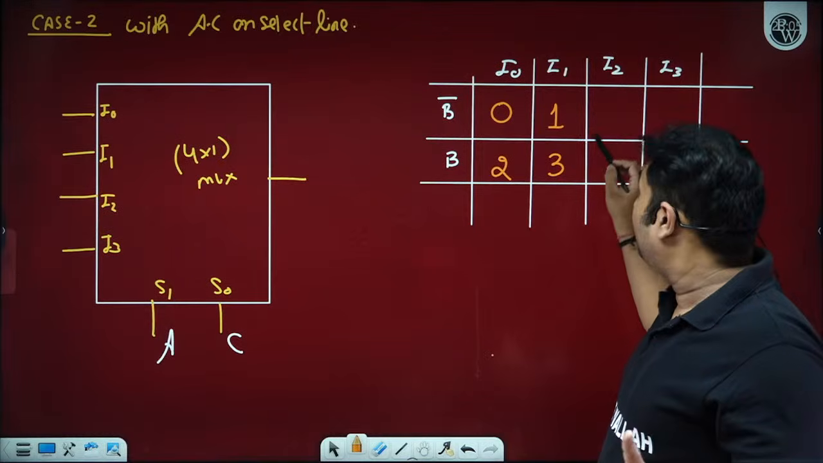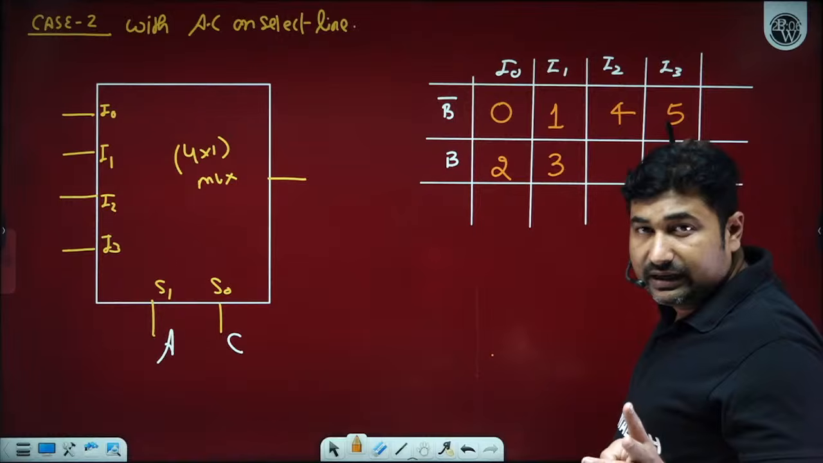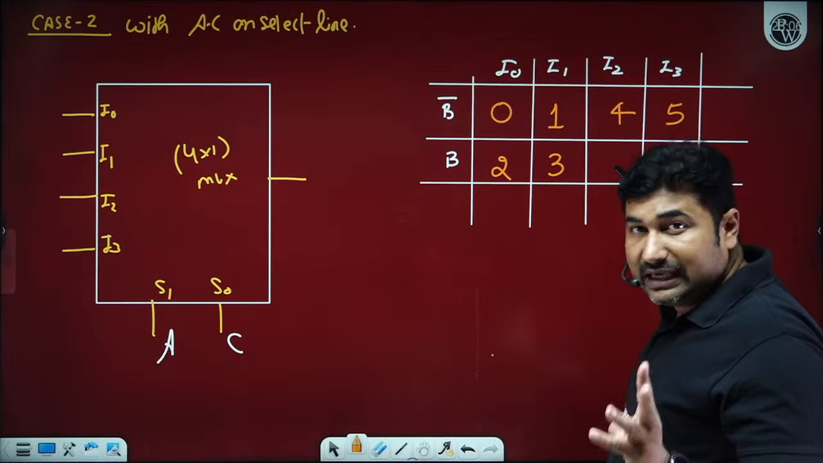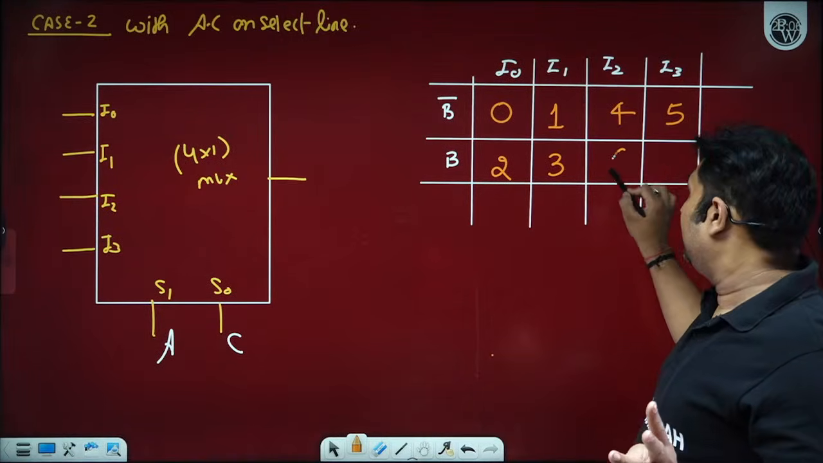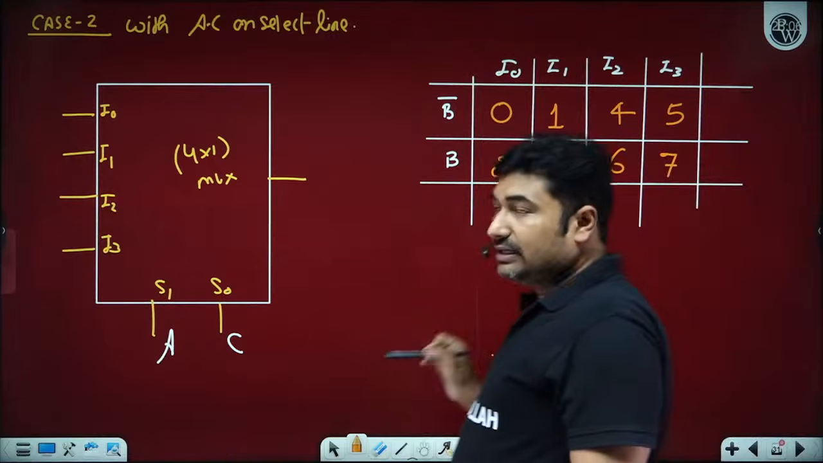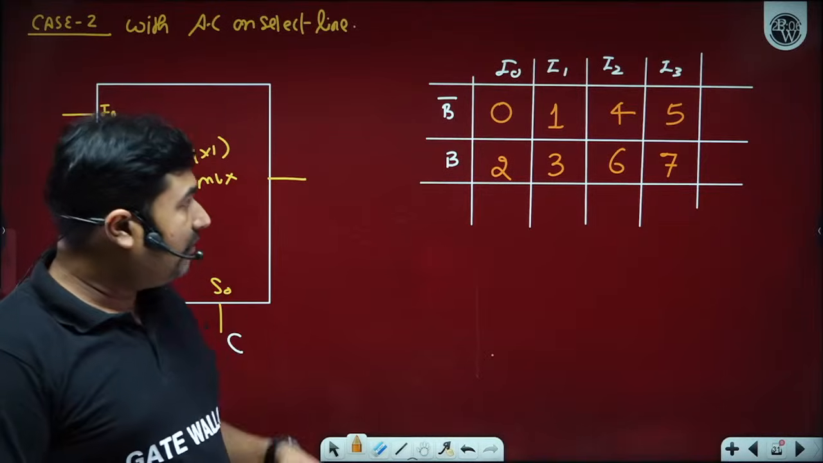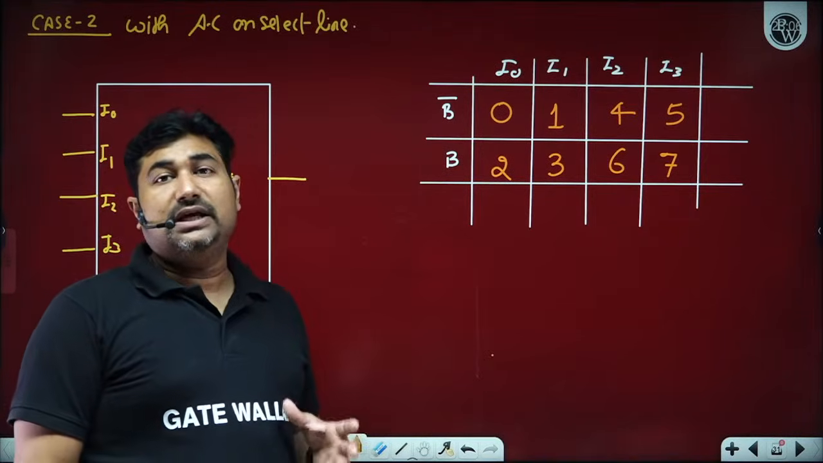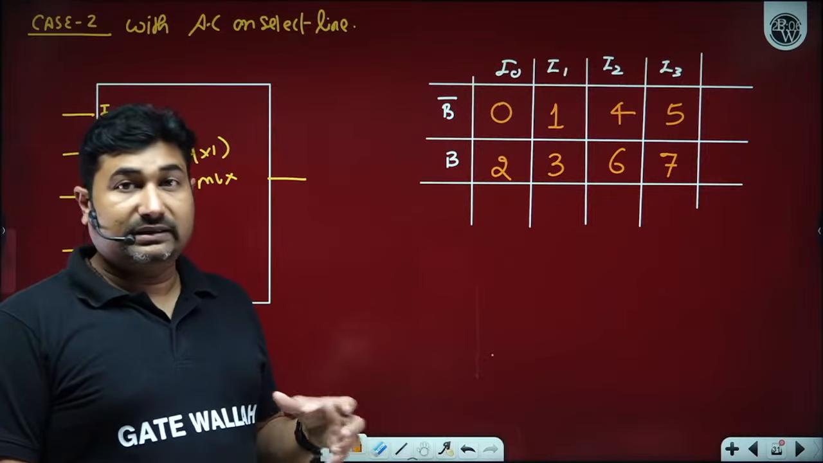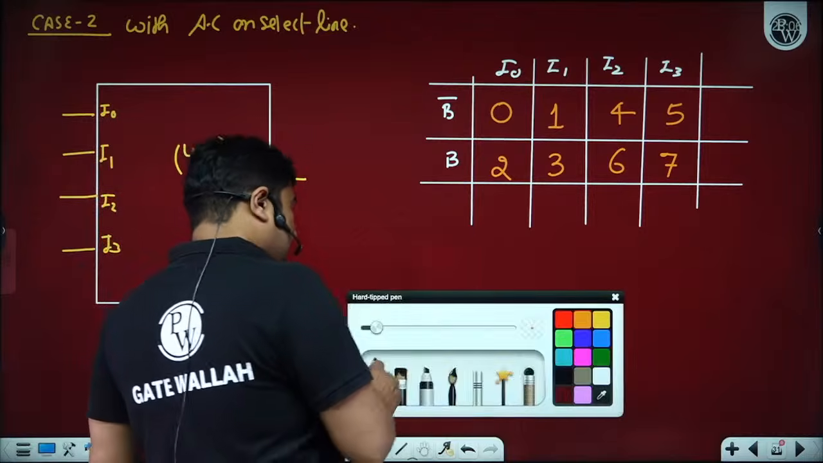In the min term of 4, we get B bar. In the min term of 5, we get B bar. In the min term of 6, A, B, C bar, we get B. In the min term of 7, A, B, C, we get B. The numbering is very important whenever you are finding out the input pins to the multiplexer and the select conditions are given. Numbering is very important based upon the MSBs and LSBs.